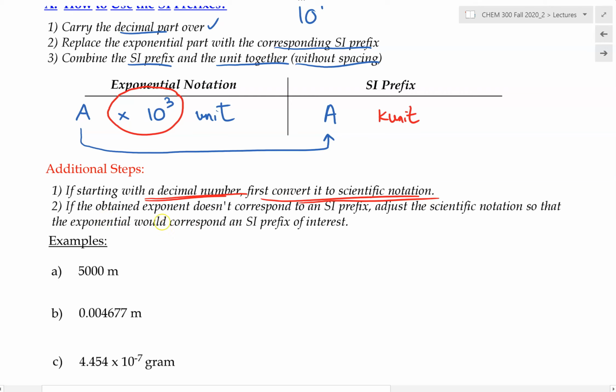So if we started with a decimal number, we should be able to convert that into scientific notation. And if we obtain an exponent that does not correspond to a known SI prefix, then what we need to do is adjust the scientific notation so that the exponent corresponds to a known SI prefix of interest. So if we end up with 10 to the -5, for example, there's no prefix for -5, so we can change -5 into -6 by changing that scientific notation. That way, there is now a known exponent, and that will correspond to an SI prefix.